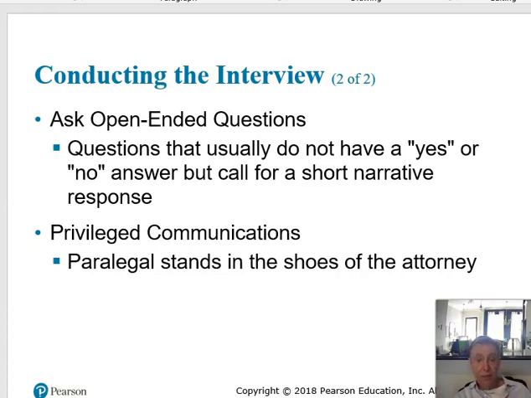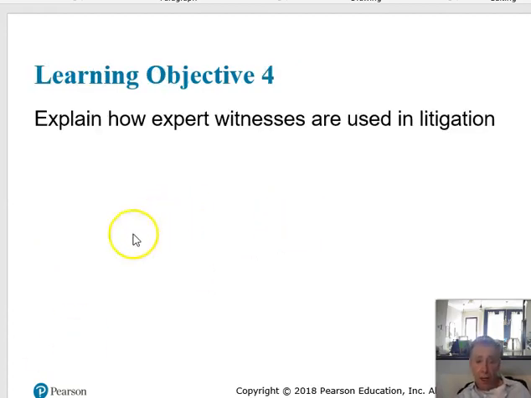Privileged communications. Okay, this is where you have confidentiality. You cannot go tell other people what you've discussed, just the attorney or anyone assigned to that particular case. We'll come back to do expert witnesses.